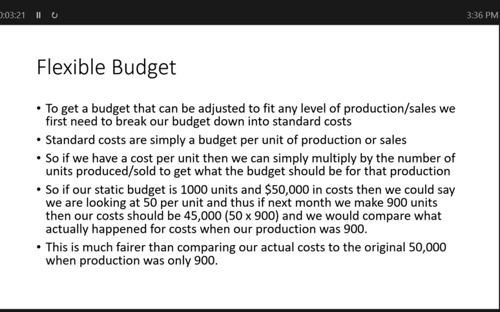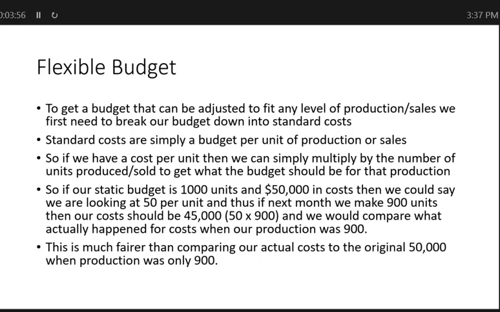So if we're making bicycles, then we need to figure out what our budget is, what our plan is for the costs of each of the processes that go into making that bicycle. All of the parts, all of the labor, all of the overhead things that go into that on a per unit basis. And then if we have that cost per unit, we can simply multiply by the number of units produced, and that's what our budget should have been.